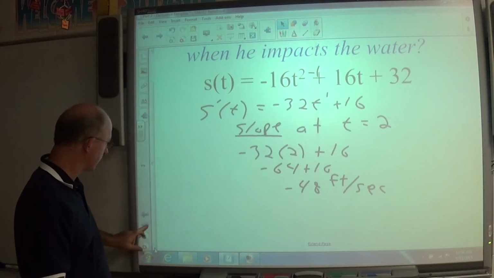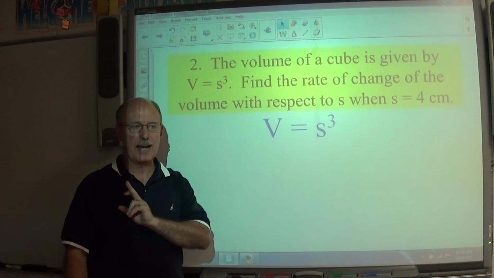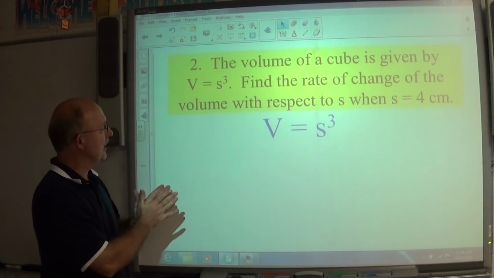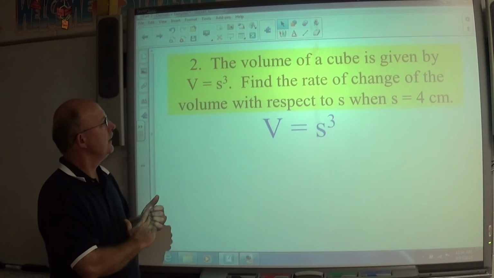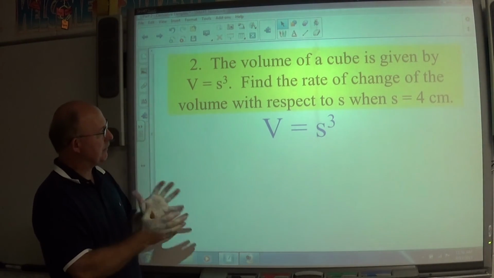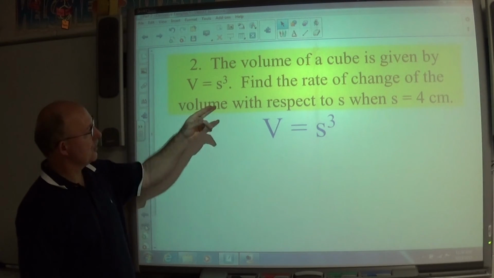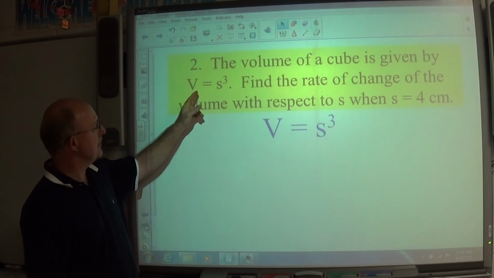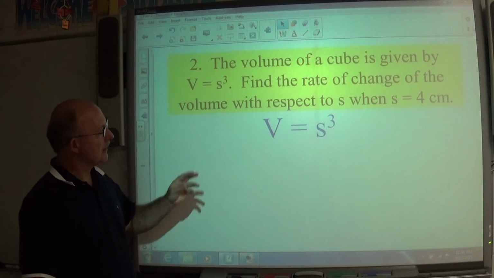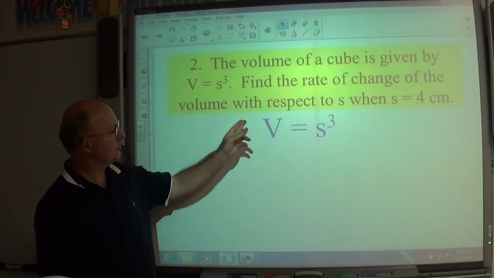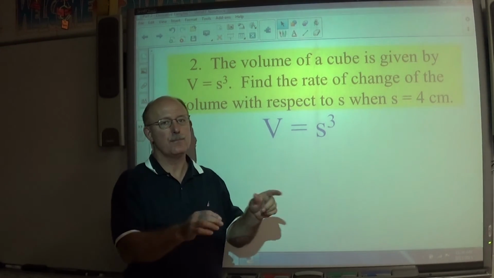Okay, let's move on. We got one more problem. This will be our last example here on our video. This is kind of an application involving a volume formula. So the volume of a cube is given by V equals S cubed. Okay, find the rate of change of the volume with respect to S when S is 4 centimeters.